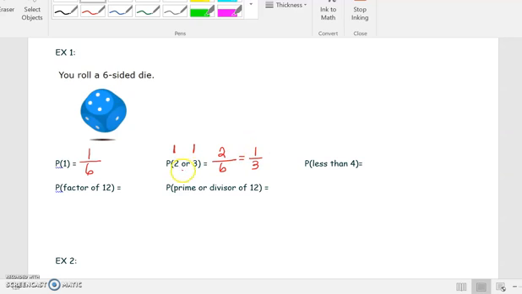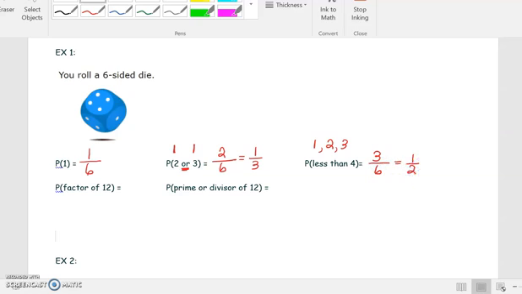So when we're thinking about rolling a 2 or a 3, we're adding those probabilities. We don't have to subtract anything because when we roll a die, there's no way I can roll a 2 and a 3 at the same time. The probability of less than 4, that means that we could roll a 1, a 2, or a 3 and be less than 4. So there are 3 possible outcomes out of a total of 6 outcomes, and that reduces to 1/2.